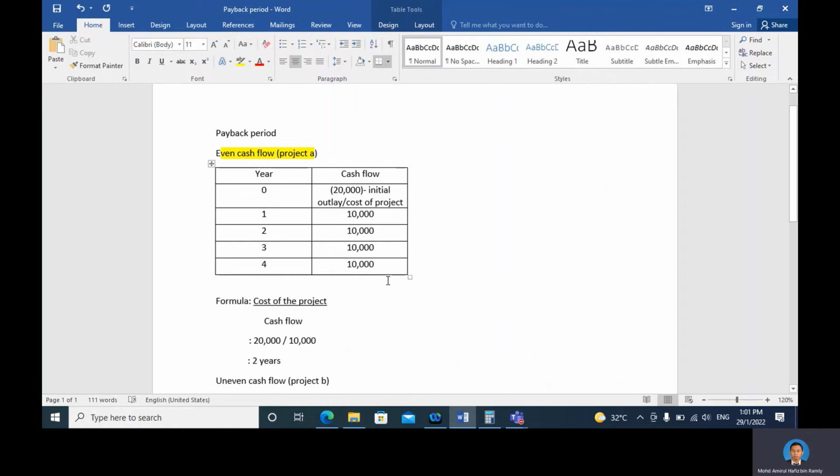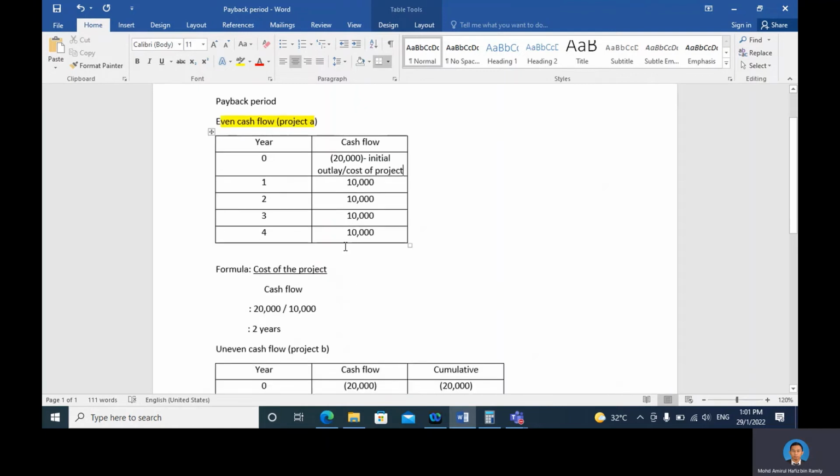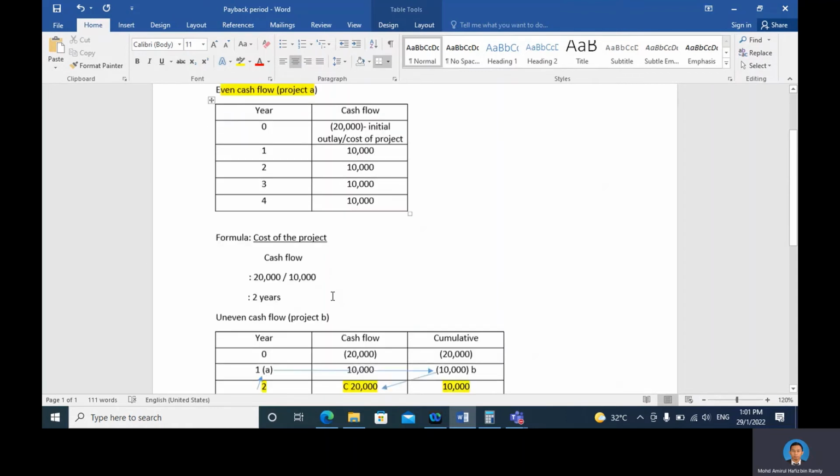So even cash flow is whereby the formula, you take the cost of project or initial outlay, you just divide by the cash flow. For example, here you take 20,000 divide by 10,000. Okay, so now the answer is 2 years. So here it shows that the firm takes 2 years to complete the project. So this we name as the even cash flow.